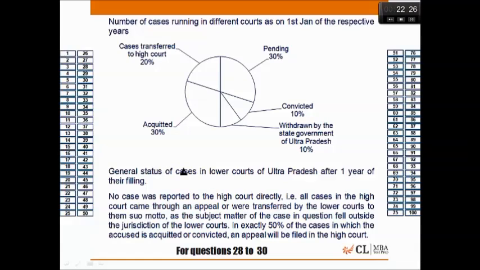General status of cases in lower courts of Uttar Pradesh. After 1 year of their filing, no case was reported to the High Court directly. All cases in the High Court came through appeal or were transferred by the lower courts to them. The subject matter of the case in question fell outside the jurisdiction of the lower courts. Exactly 50% of the cases ended with the accused acquitted. Oh God.